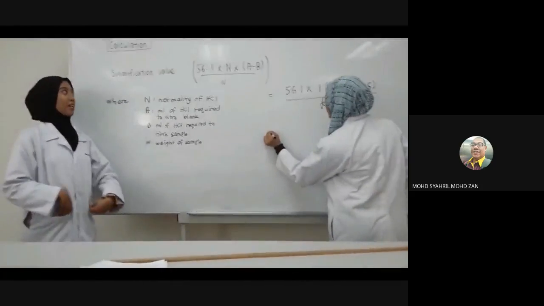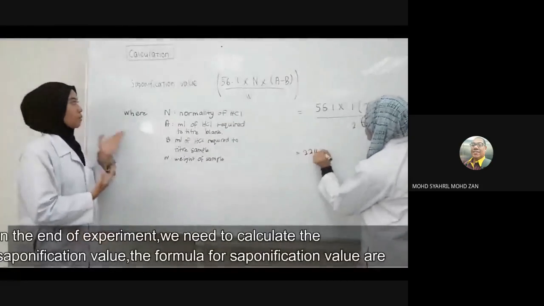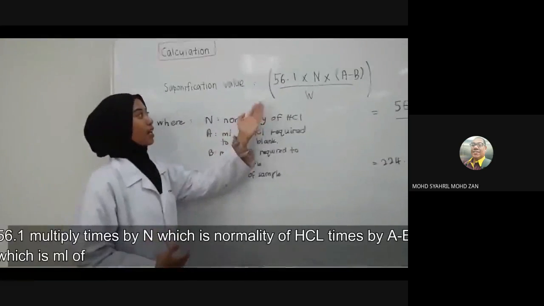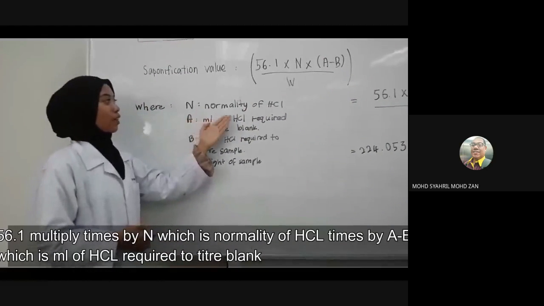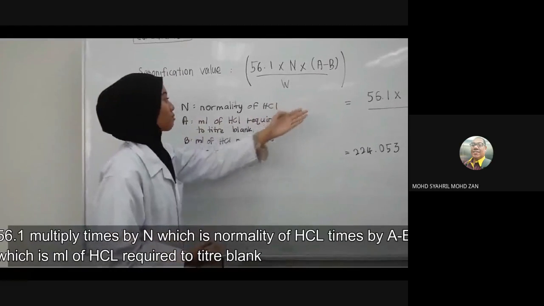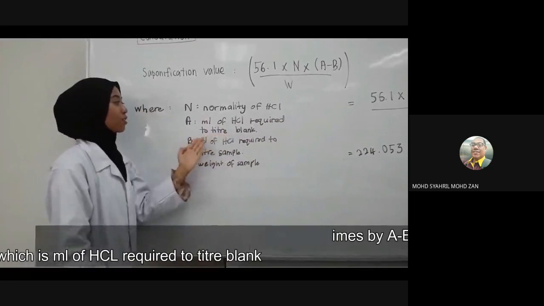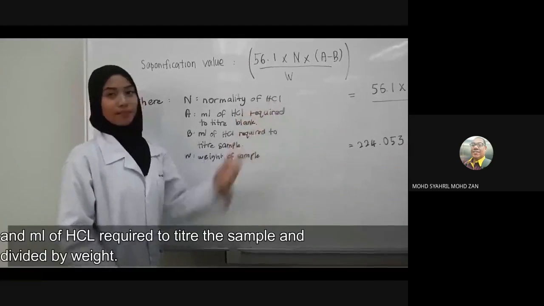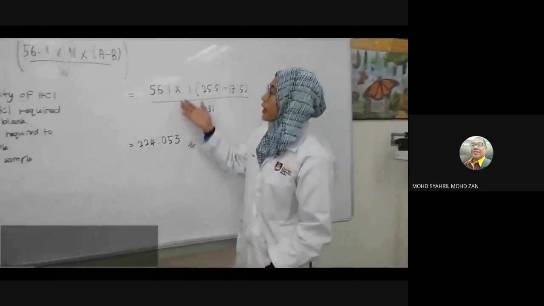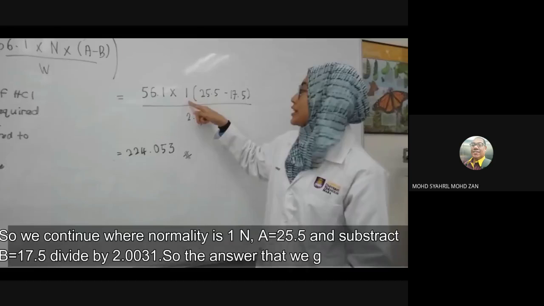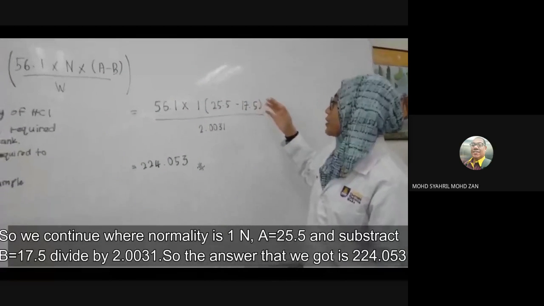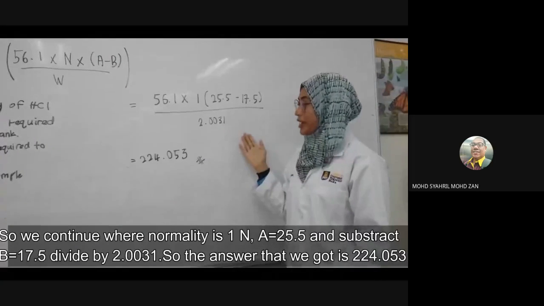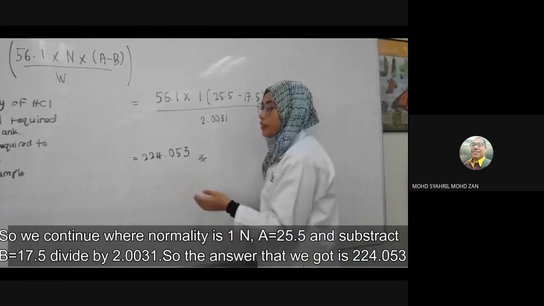At the end of the experiment, we need to calculate the saponification value. The formula for saponification value is 56.1 times N, where N is the normality of HCl, times A minus B, which is the ml of HCl required for the blank and the ml of HCl required for the sample, divided by weight. So we got this, where normality is 1 normality, A is 25.5 and B is 17.5, divided by 2.00031. So the ratio we got is 2 to 4.053.